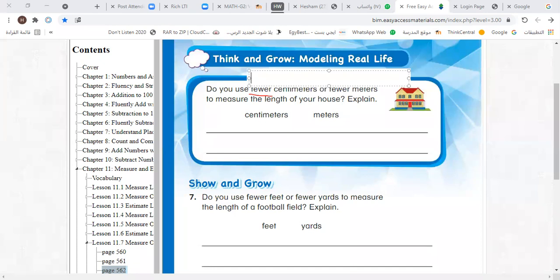Fewer means shorter. No, longer. Fewer means longer. Okay? Which one is longer, centimeter or meter? Meter. So choose meter. It's fewer meters. If you find fewer, you choose the longer. If you find more, you choose shorter. Thank you, Muhammad Yahya. Bye.